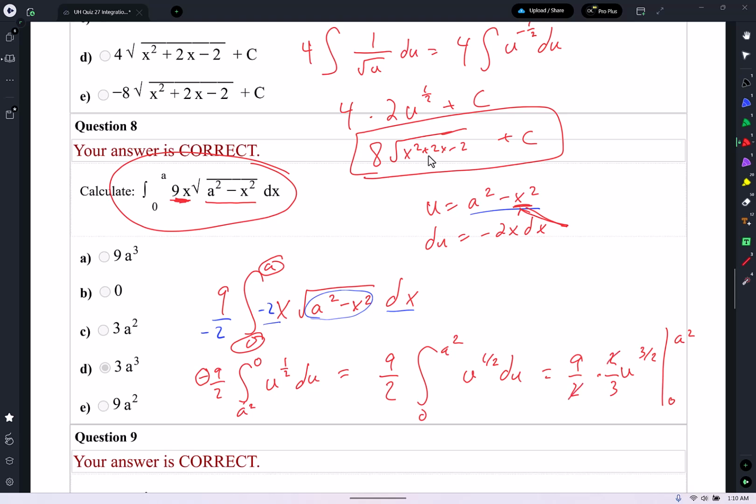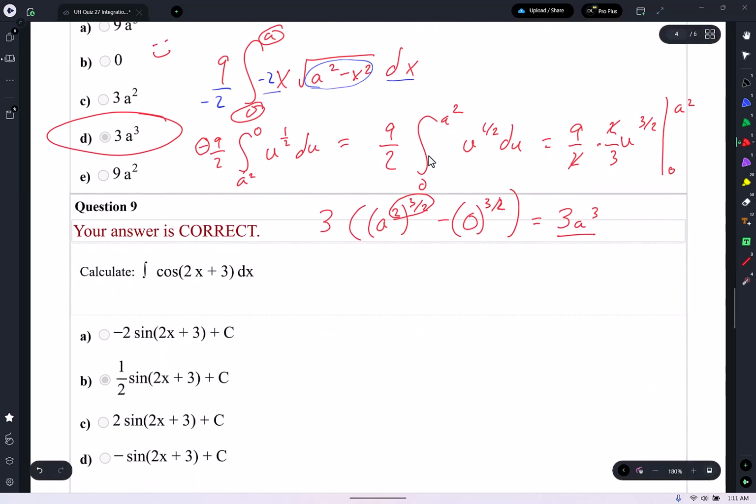The 2's cancel out. 9 divided by 3 is 3, and I'm going to leave that factored out, 3, parenthesis, and I'm going to go a squared to the 3/2 minus 0 to the 3/2. And I guess you don't need to do the 0 there because we know that 0 to anything is 0, except for the 0 to 0, but that's an indeterminate form, but that's another topic for another day. So a squared to the 3/2, the squares cancel out there. When you have an exponent raised to an exponent, you multiply them. So that's going to be a cubed, and so you just have 3a cubed.